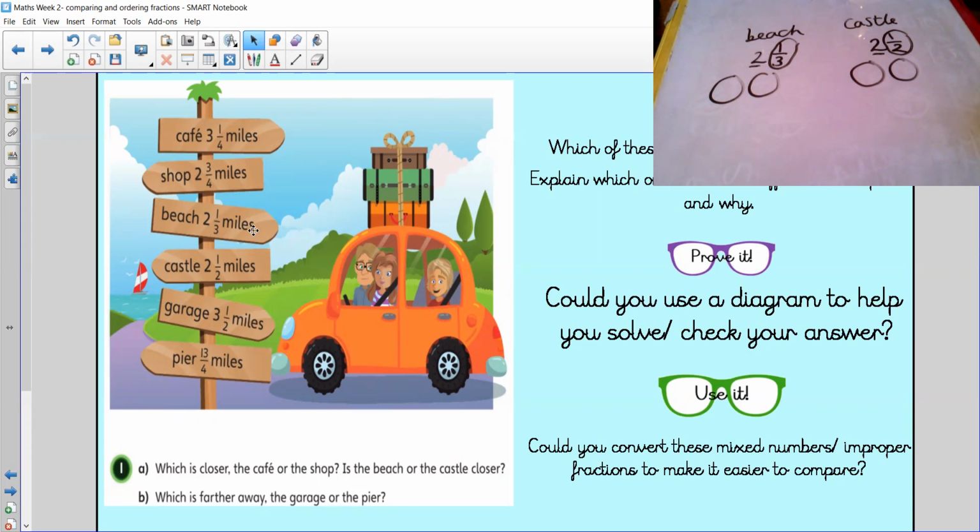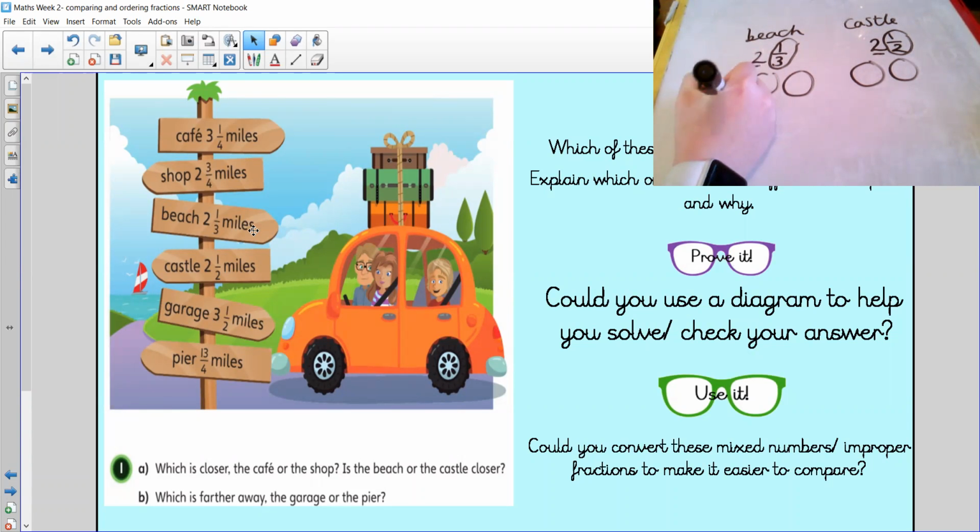Now, straight away, using your fraction knowledge, you might be able to say straight away which one is larger and why. But I'm going to use my pictorial representations to help me. So let's focus on the beach first then. I've got 2 wholes and I've got 1/3. Now, what is the part of this fraction that tells me how many parts make up my whole? It's the denominator.